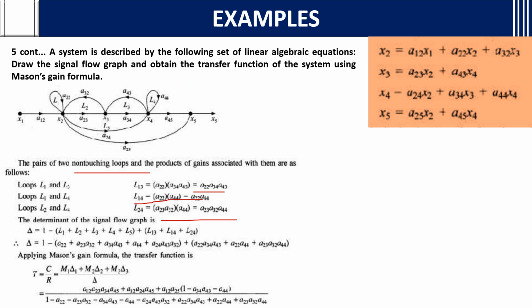You have already written L1, L2, L3. Based on that you should see which loops are not touching. For example, L1 and L3 are not touching, so it is called L13. L1, L4 are not touching, so L14. L2, L4 are not touching, so L24. Like that. So delta equals 1 minus L1 plus L2 plus L3, that is the sum of all loop gains, plus the non-touching loops. You add, then you will get delta. You know M1 delta 1, M2 delta 2, M3 delta 3. After getting delta also, you will substitute and get the transfer function.